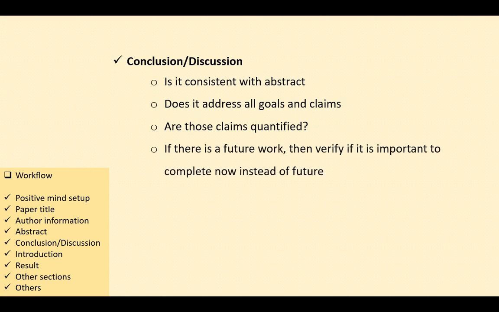If there is a future work, then verify if it is important to complete now instead of in the future. Sometimes there can be future work, but probably this future work is just avoiding the task for now. But that is an important task to do right now to verify the claims, and somehow it is not done. So authors are trying to skip it and putting it in the future work. If the intention is like that, you need to figure it out.